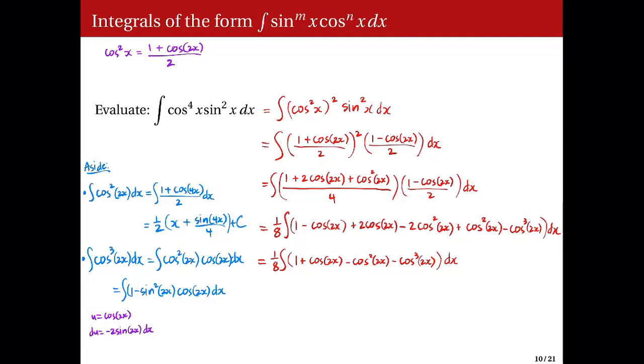Okay? Sorry, why is that? I let u be equal to sine 2x. My bad. So in here, I will let u be equal to sine 2x. And the du is 2 cosine 2x dx. Okay? So this guy now becomes integral of 1 minus u squared over 2 du.